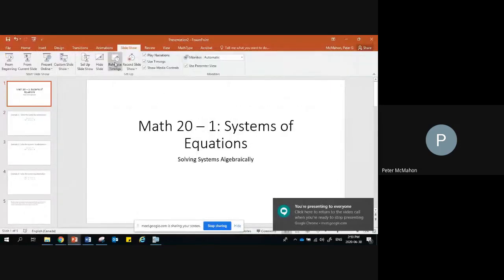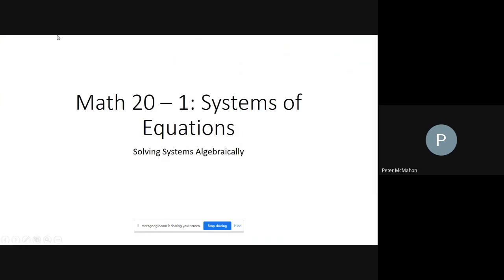Okay, so we are working through our systems of equations unit. The second topic is solving systems algebraically. What we did in Math 10C was solving systems by elimination and by substitution. We're going to be continuing those skills to more complex systems, either linear-quadratic or quadratic-quadratic systems of equations as well.